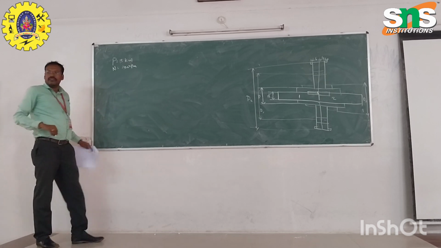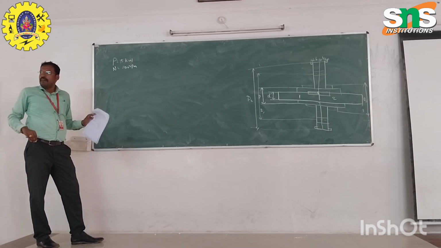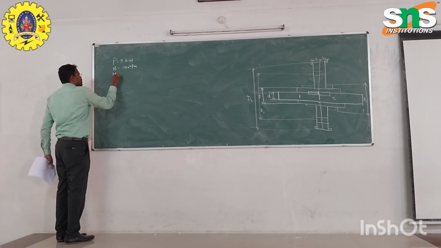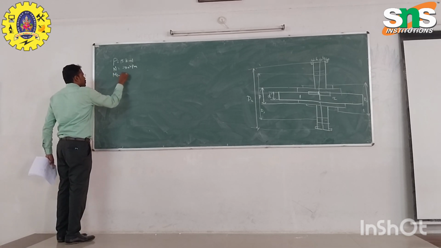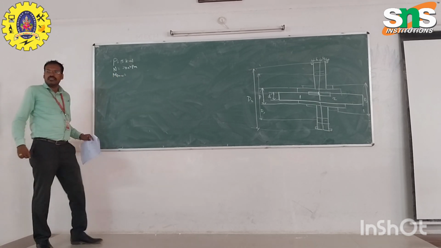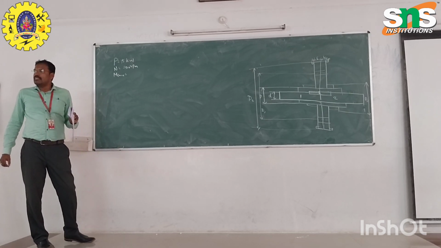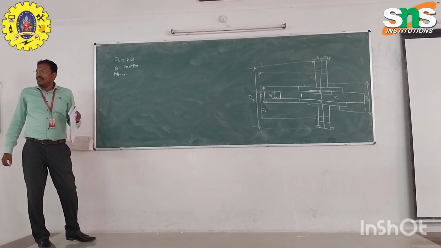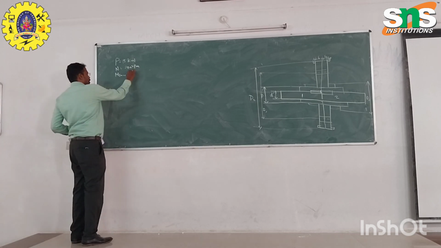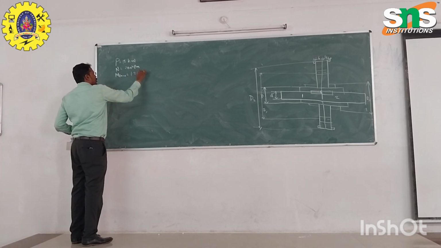Next data. What is the power? Speed. What is the maximum torque, T max? How many times of T mean? 40. Maximum torque should be 1.15 times of T mean.